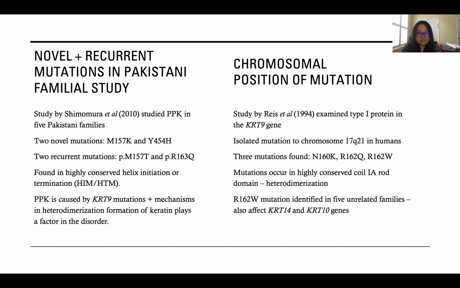So another study done by Race examined keratin type 1 protein in the keratin 9 gene, found 3 mutations, and isolated it to the human chromosome 17q21, and concluded that mutations also occurred in the highly conserved coil 1A domain. And in addition, the mutation at position 162 was identified across all 5 unrelated families, which affects residues in keratin 14 and keratin 10 genes, which can cause different forms of PPK. So these 2 studies provide support that underlying possible mechanisms of abnormal concentrations of type 1 and type 2 keratin protein exist, and that different mutations in their gene can cause different variations of the PPK disorder.